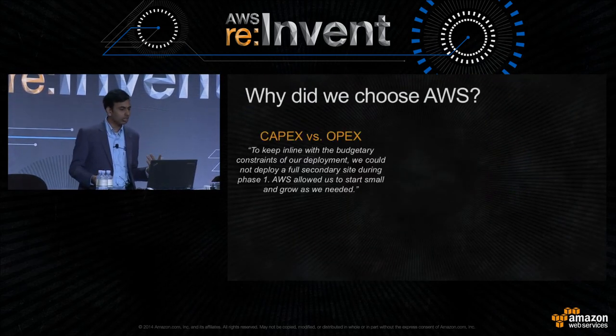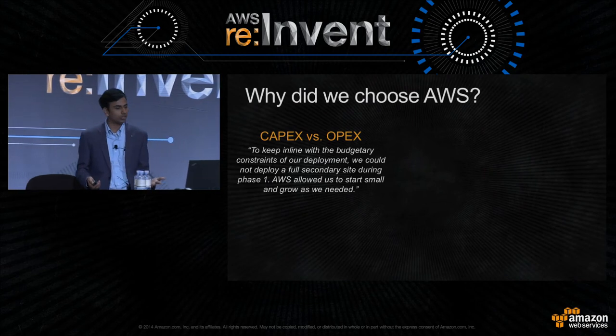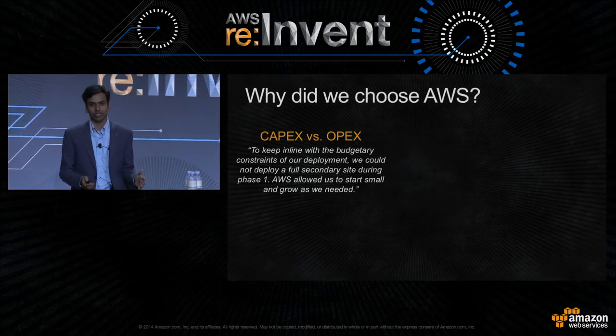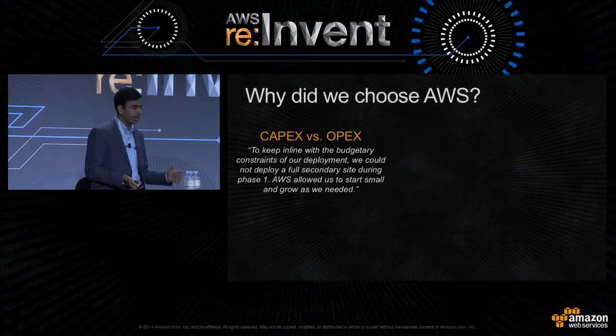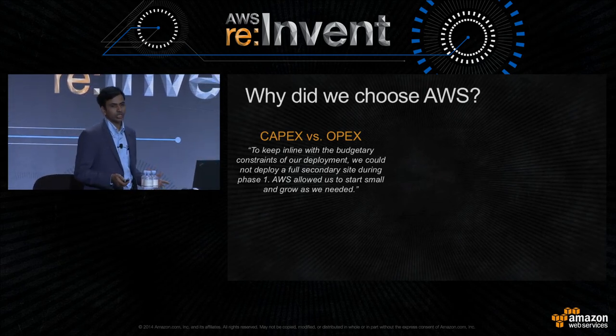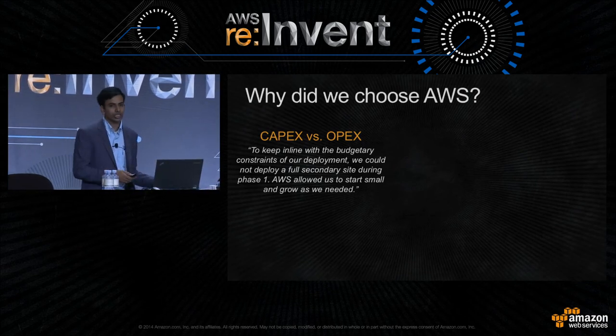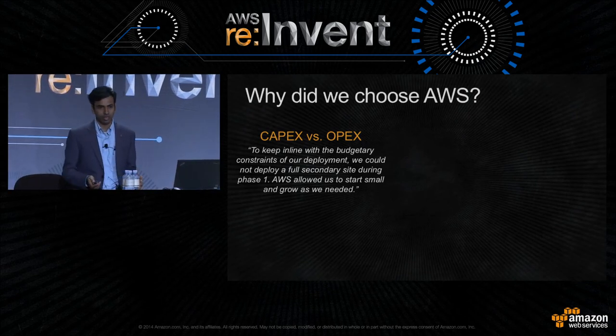And why did we choose AWS? It was obvious. The first and foremost thing was CapEx versus OpEx. The current infrastructure footprint was pretty heavy, and I'll come to that in a minute. To deploy such large-scale hardware in any other colo facility would require a lot of investment. We would like to avoid that.